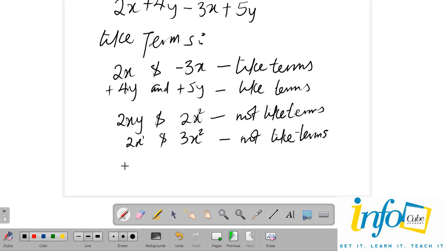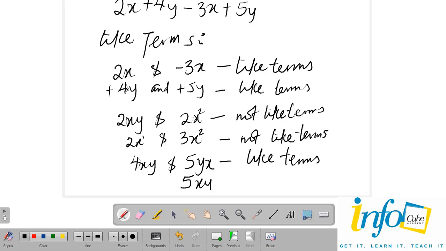So please note this. But know that when you have 4xy and 5yx, they are like terms. Why are they like terms? Because the xy you have here is what you have here, yx. Yx can be written as xy also. So now it has the same letters as 4xy. So these are like terms you need to know. When you know this very well, you won't have problems knowing when you have like terms or not. That's the first thing you need to note.